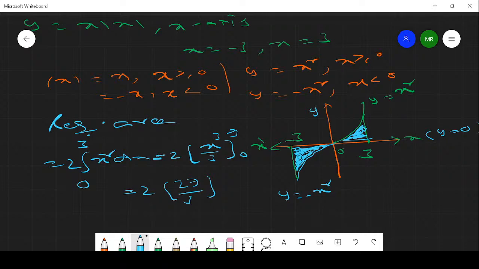The answer will be 18 square units. That will be your answer.